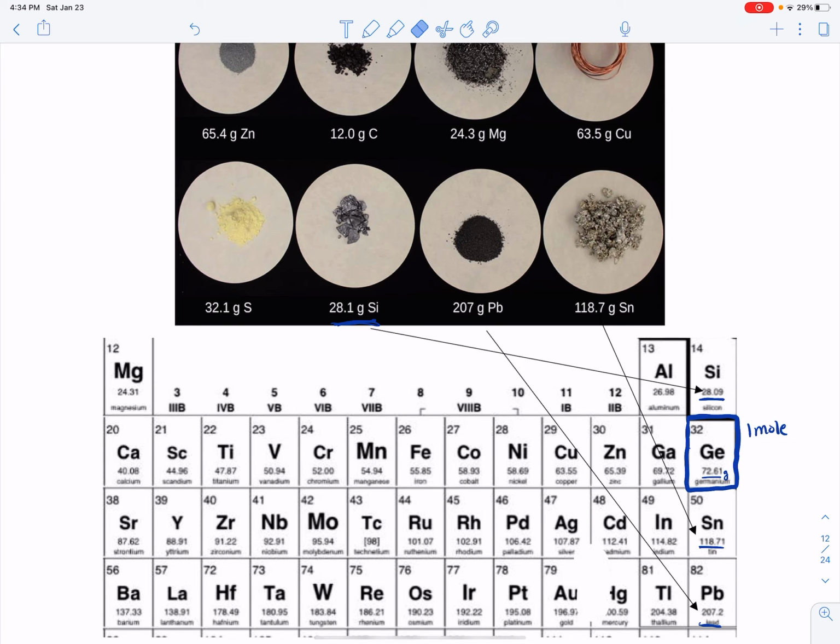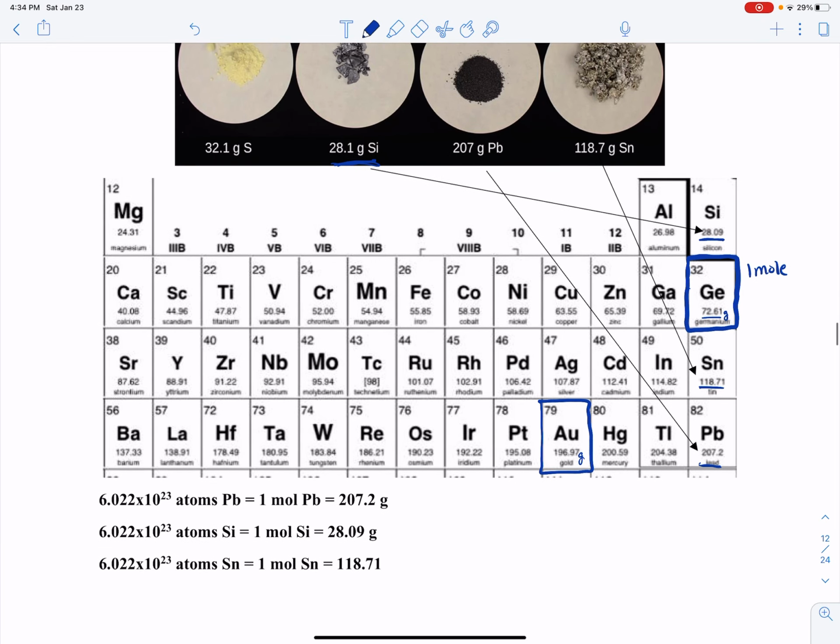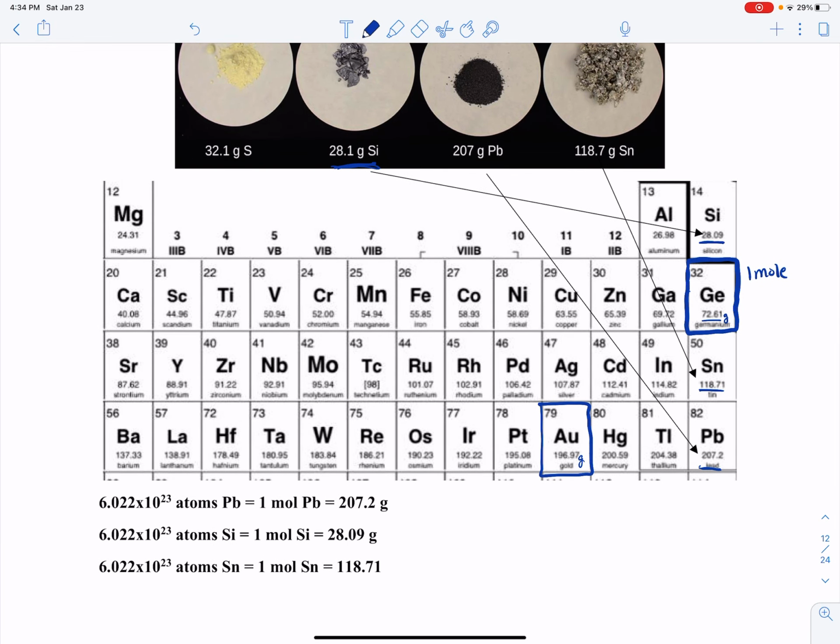If I take 1 mole of gold, it will weigh this much. So the periodic chart tells us a lot of information about grams and moles and what they are. And here's just some example reminders. If we take that number of lead that's in the picture over here, we know it contains this many atoms. That's the same thing as saying that is 1 mole, which is the same thing as saying this is what the mass of it is when you put it on a scale.